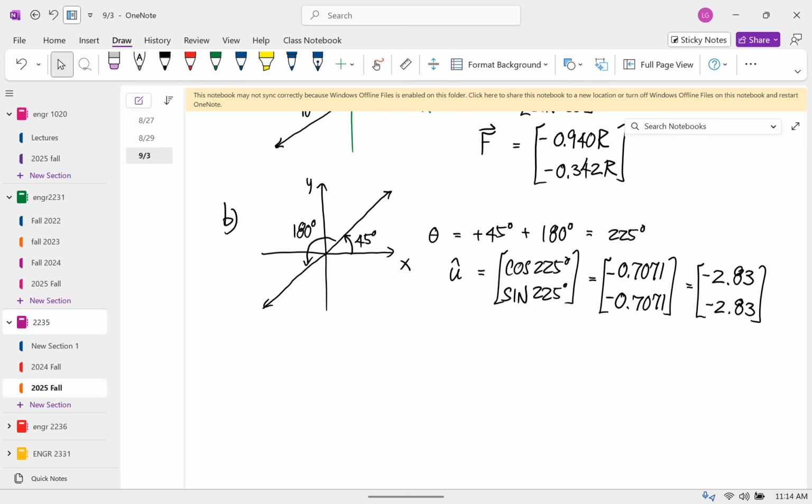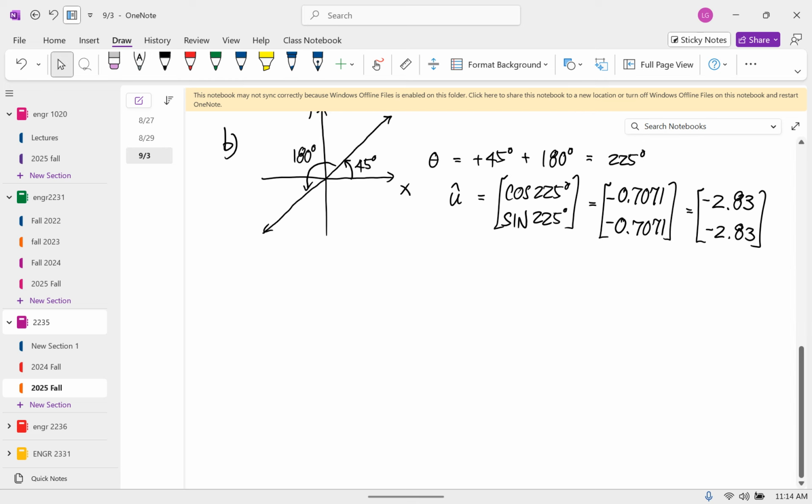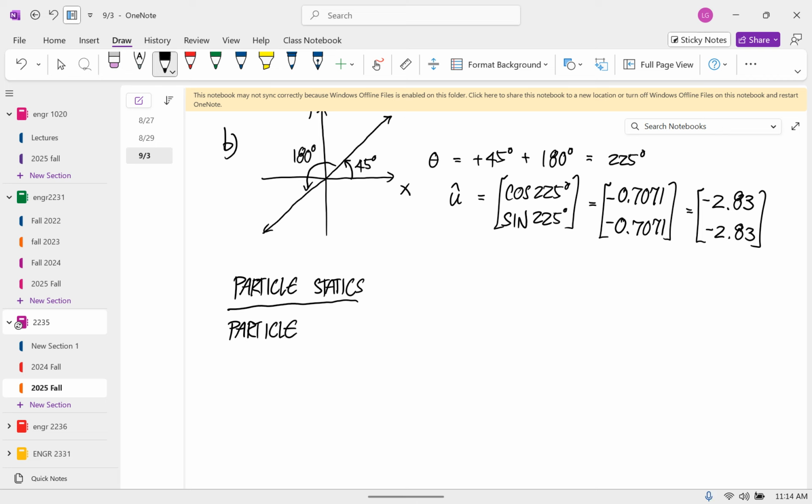All right. That's it for the vector review. So now we're going to get into particle statics. So what is a particle? I think a lot of people tend to think a particle is something that's really small because you think of subatomic particles or whatever. It's not necessary that particles be small. Just think of a particle as a mathematical simplification of things.